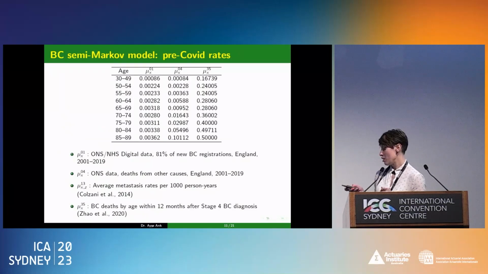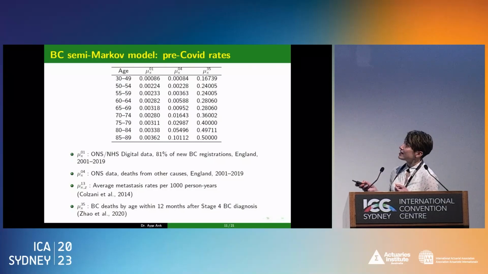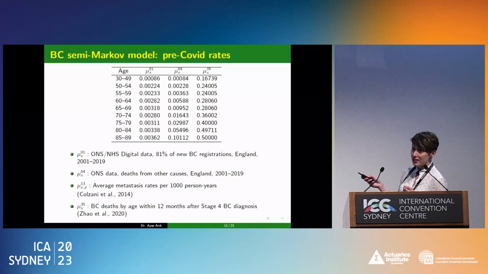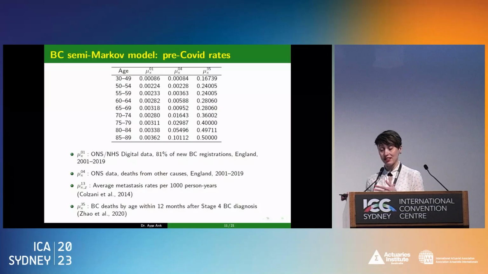This table is showing us the key rates of transition in our model. The rates are defined between age 30 to 89. The second and third columns here are associated with breast cancer incidence and other cause mortality, and this is based on our data, the population data of England. The last column is related to breast cancer mortality, and the information is coming from medical literature. The information related to the average metastasis rates, meaning the progression of metastatic breast cancer, is again coming from medical literature.